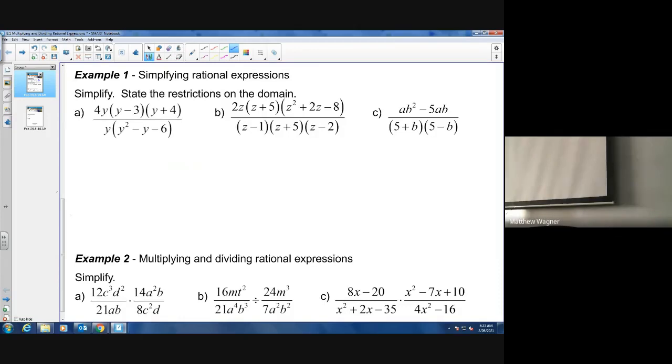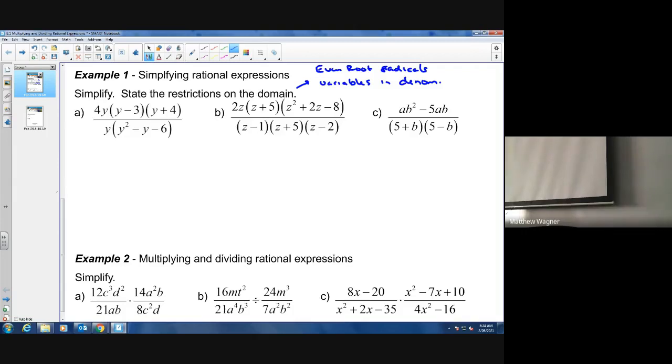We're trying to simplify this, and then we're going to state some restrictions on the domain. Keep in mind, with our domain, we're looking for any even root radicals or variables in the denominator. Let's go through example 1. I probably won't do every single question in the notes, but please keep in mind you can always look at the print notes for the complete version as well.